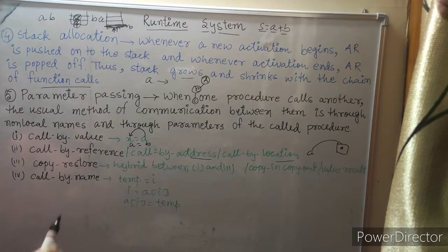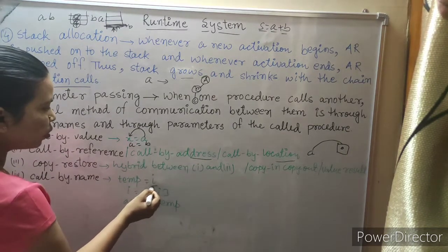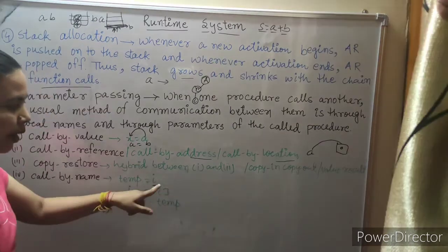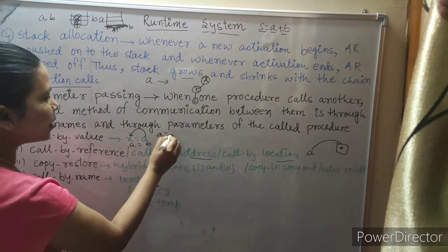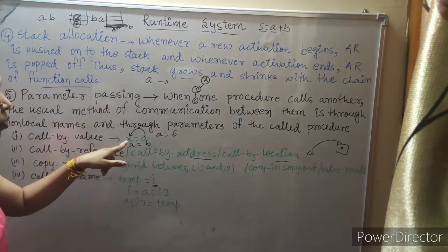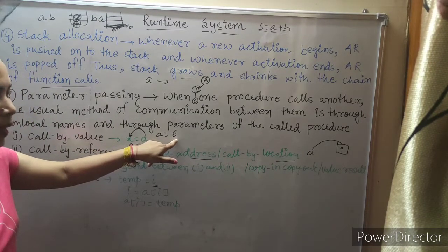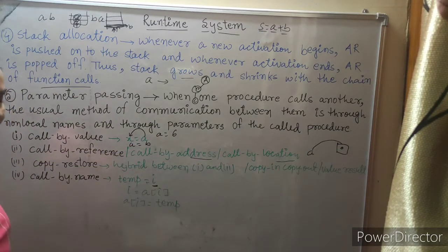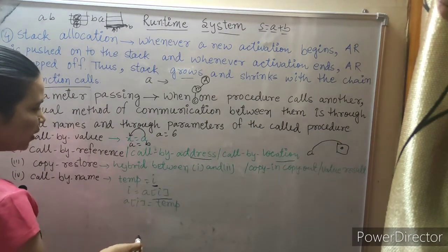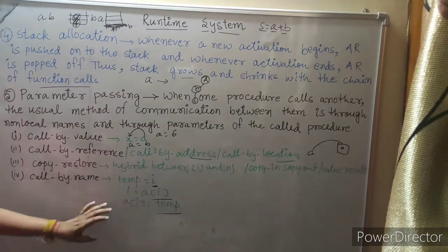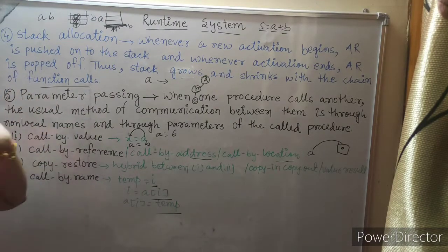Call by name. We are calling by the name. Here we are calling by the value, here we are calling by the name, just like temporary equal to I. We are not taking the values. Here x equal to A, that means A's data, suppose 6. So we are calling x equal to A, that means A's value. Here we are calling by the name. So then temporary equal to I, then I equal to A of I and A of I equal to temporary. This is the calling by name. So this is the parameter passing.